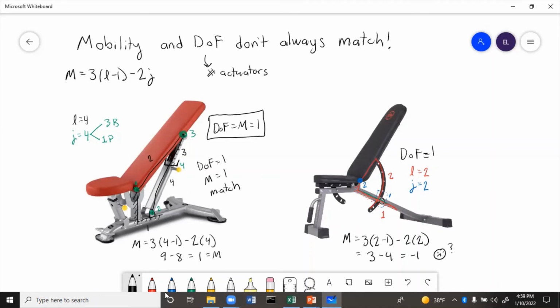So here, mobility and degrees of freedom do not match. And that's because of that curved bar. If that bar were straight, then you would need an extra joint. You would need it to be able to slide or something like it. You wouldn't be able to do this with just 2 links and 2 joints. You would have to use 4 links and 4 joints like the red bench.